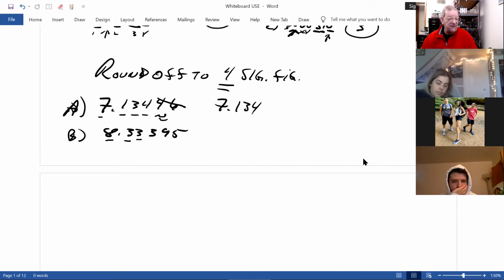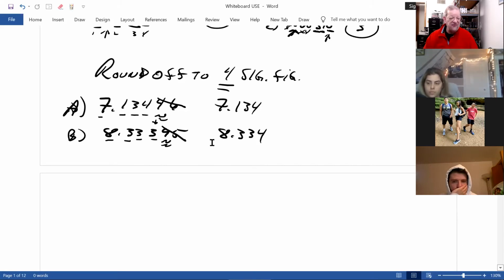Let's do B. Keep the 8, keep the 3, keep the 3, keep the 3. That's my 4 significant figures. The next one I use to round off. Is that 4 or less, or 5 or higher? 5 or higher. So I'm going to drop this, and the number in front I increase by 1. And that's how you do rounding off.